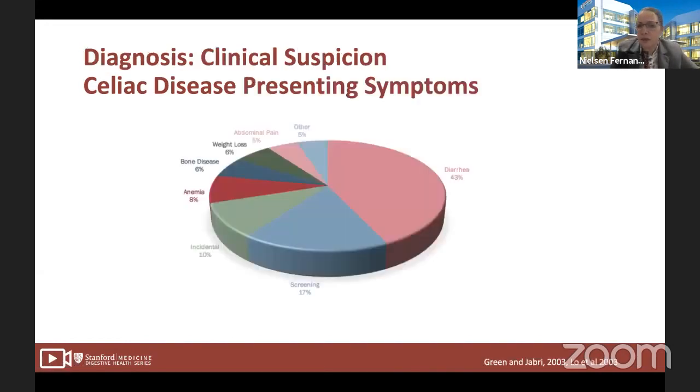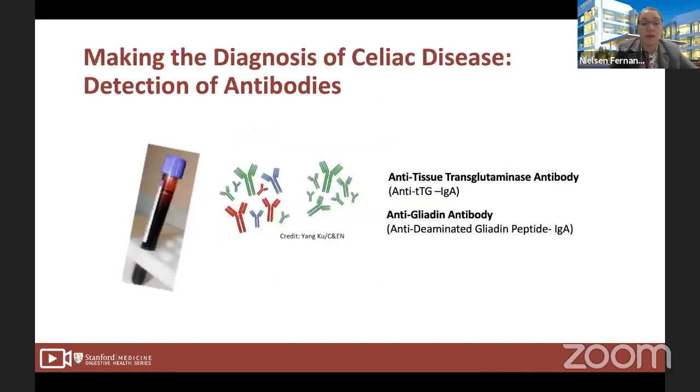So in terms of making the diagnosis, first there has to be a clinical suspicion. And the reason I'm putting this slide up here is to show you that even though many patients with celiac disease do have gastrointestinal symptoms, a significant percent do not. And some people are asymptomatic. Some people have other symptoms that are not gastrointestinal in nature. And it's important to recognize that.